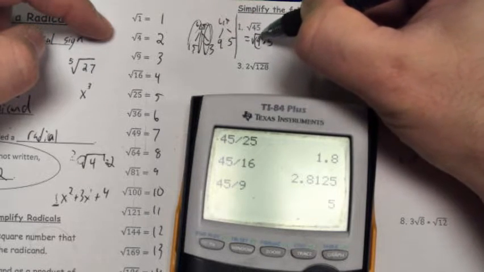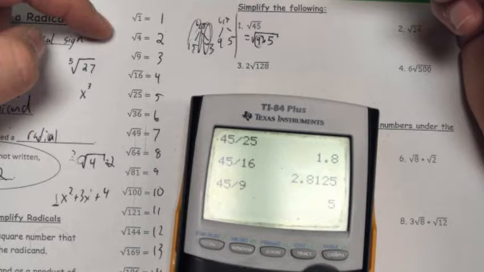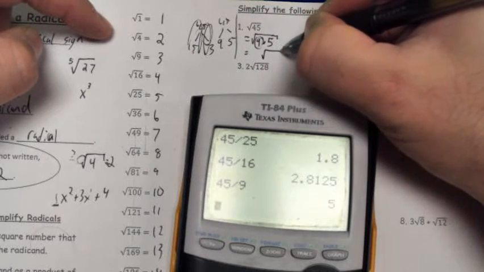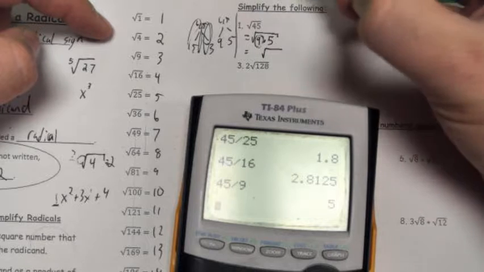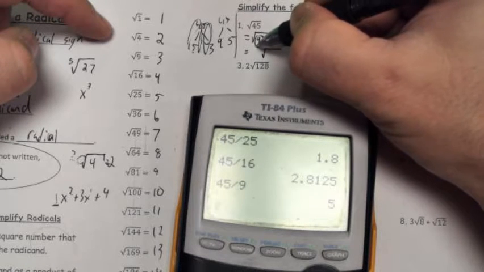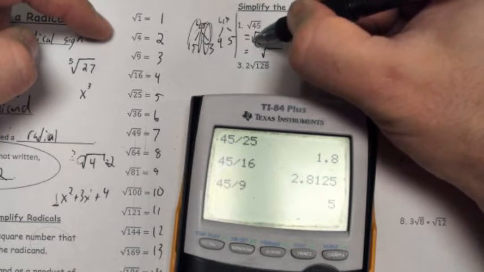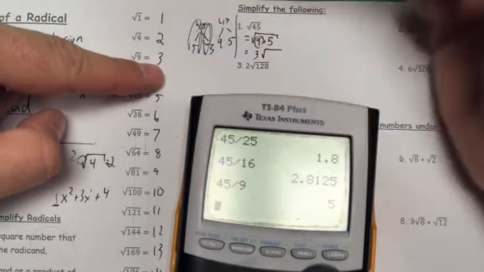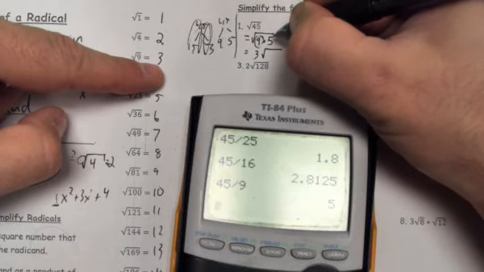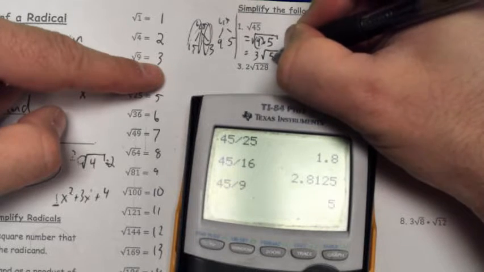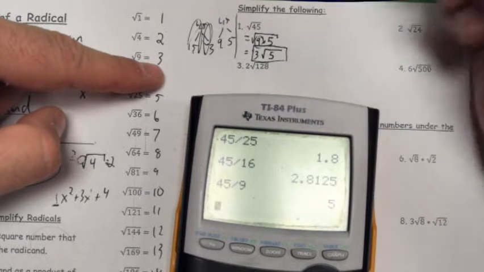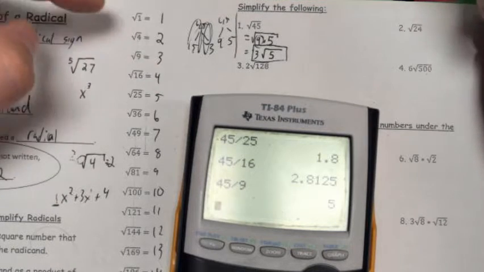Sometimes I'll circle this just to make sure that I know which one is the perfect square. Then we're going to perform the square root. We're going to bring the 9 outside. The square root of 9 is 3. If you don't know that, it's right here. Square root of 9 equals 3. Now this 5, we can't take the square root of, so we're going to leave it alone, and our answer is 3 square roots of 5. That's our simplified radical form.